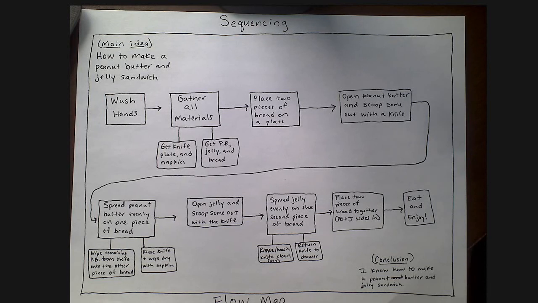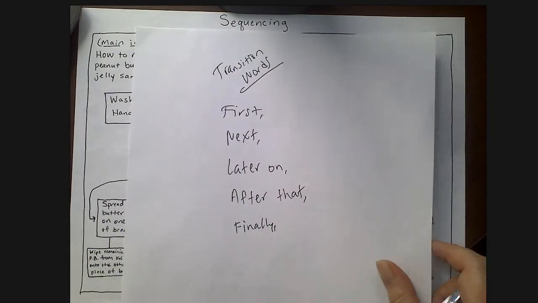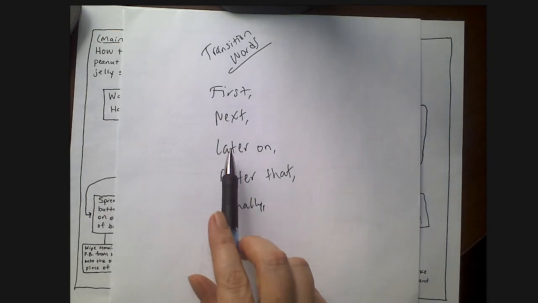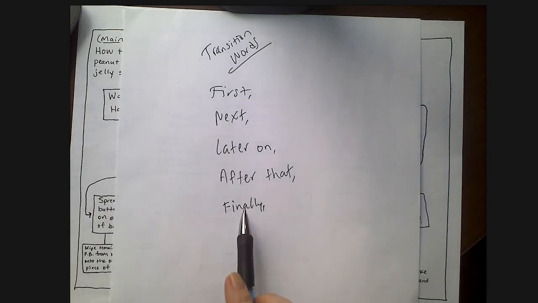If you decide to write a paragraph, you need to remember to use some of these transition words like first, next, later on, after that, finally. And if you're starting off your step or your sentence or your paragraph with that, you would want to put a comma after those words.